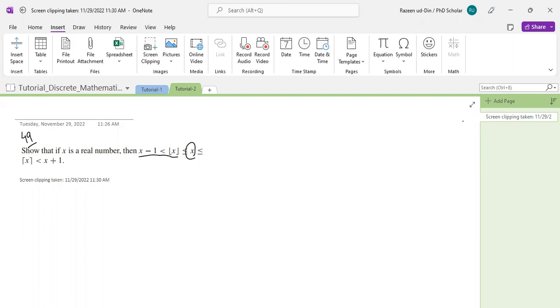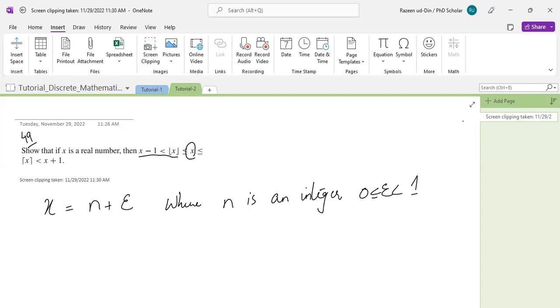Okay, so we know that we can write x as n plus epsilon, right? Where n is an integer and epsilon is between 0 and 1.